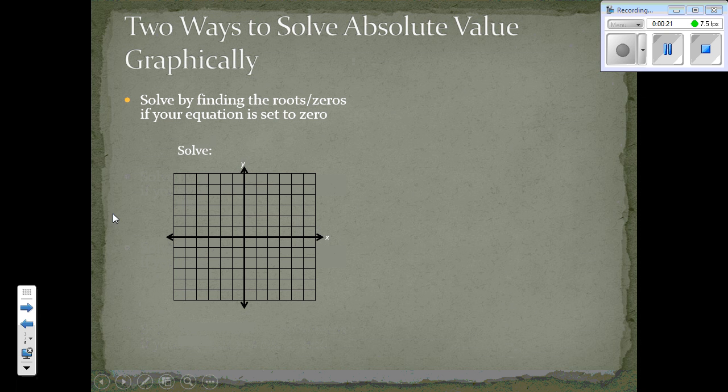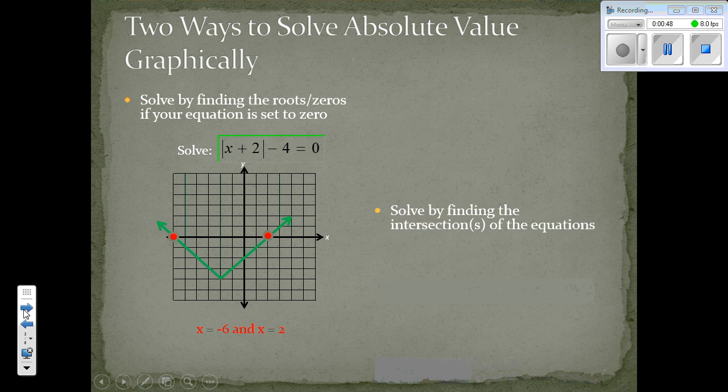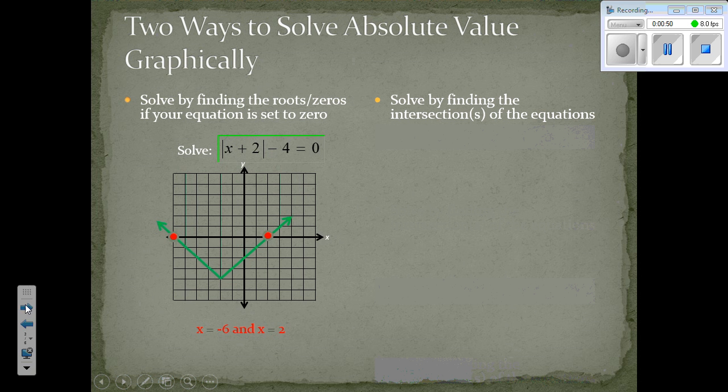If our equation is already set to equal 0, like this one, so everything's on the left side and it's equal to 0, all we have to do is graph that and then look for the roots, if you remember that from the quadratics unit, or where it crosses the x-intercept. So that would be one and that would be the other. So our solution to this absolute value equation would be x equals -6 and x equals 2.